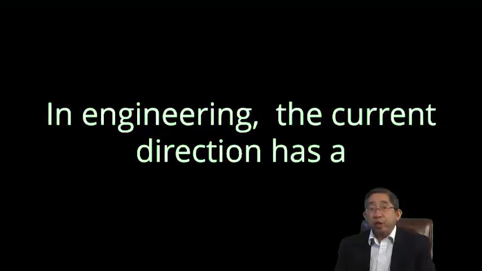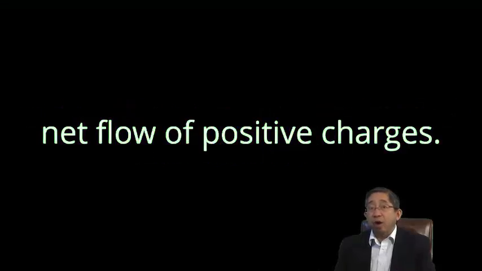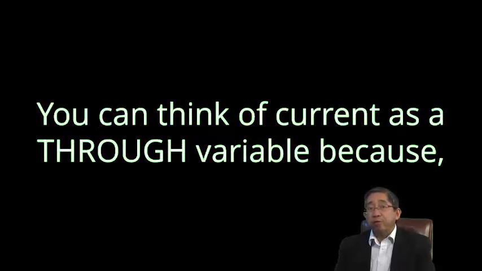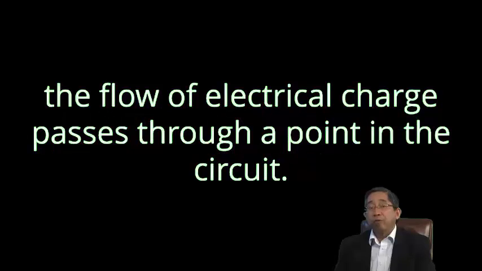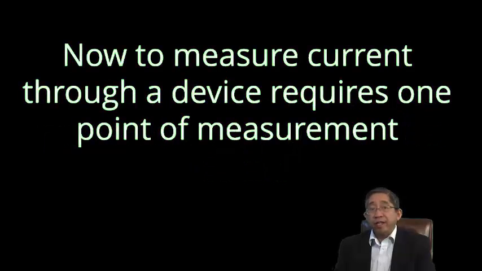Now in engineering, the current direction has a net flow of positive charges. And you can think of current as a through variable because the flow of electrical charge passes through a point in the circuit. Now to measure the current through a device requires 1 point of measurement.